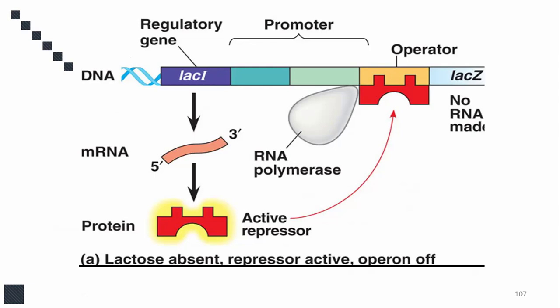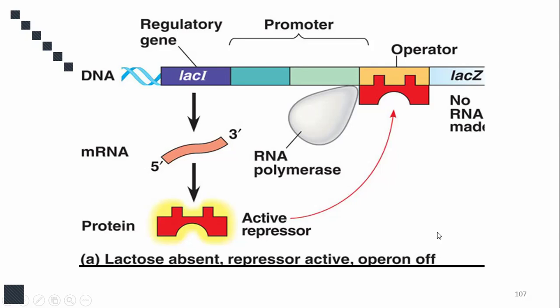So you now have your DNA, you have your lacI gene regulation, you have the promoter region, then you have the operator, then you have the lacZ, lacY, lacA that are going to come subsequently. So what you have here is the messenger RNA, and then you have your DNA polymerase. Here you have your protein, which is the active repressor. So when lactose is absent, the repressor is active, and the operon is actually off.